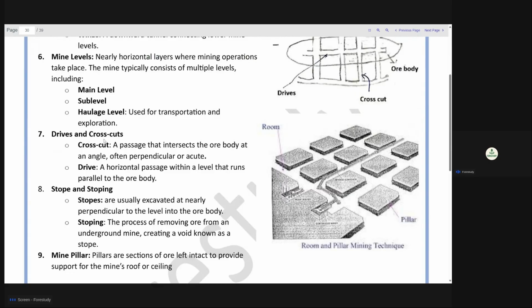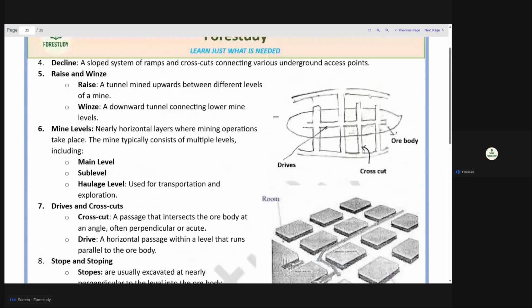Then we have drives and crosscuts. So you can see these are the ore body and these are the drives. Inside the ore body, we have horizontal networks. A crosscut is a passage that intersects the ore body at an angle, often perpendicular or acute. You can see perpendicular, acute. And drives are horizontal passageways within a level that run parallel to the ore body.